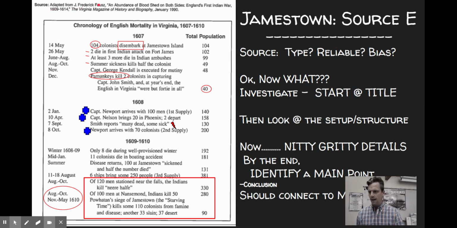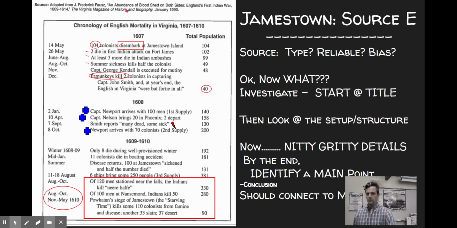Adapted from J. Frederick Faust. An Abundance of Bloodshed on Both Sides: England's First Indian War, 1609 to 1614. The Virginia Magazine of History and Biography, January 1990. Jamestown was settled in 1607, so we're looking at 375 years later again. Is something written in 1990 going to be a primary or secondary source? I'm pointing at you because you need to answer that out loud to your group. What did you guys say? Secondary, of course, right? It's going to be a secondary source.